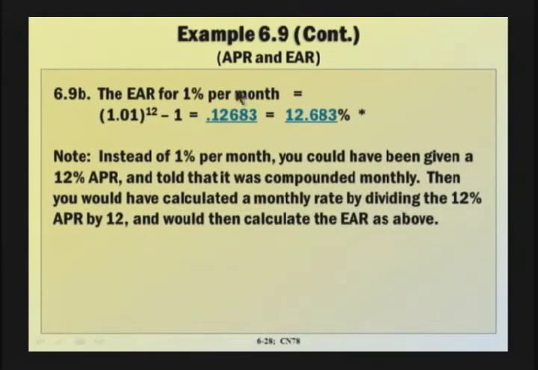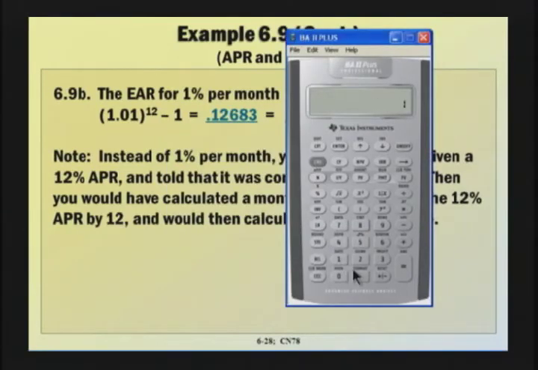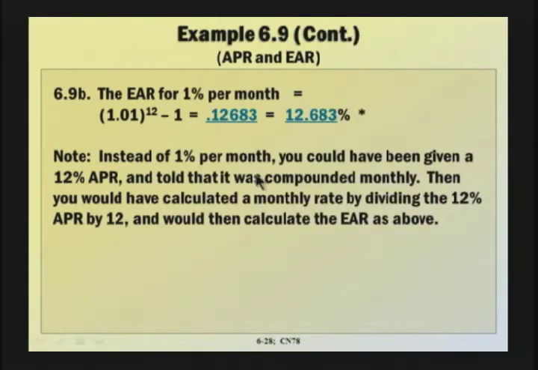The effective rate for 1% per month is simply 1 plus the periodic rate, 1 plus our 1% monthly rate, 1.01, compounded 12 times during the year with the 1 taken back off. So on the calculator, 1.01, y to the x, 12, equals, and then take the 1 off. 12.683% is our effective rate for 1% per month. We could also say it is our effective annual rate for a 12% APR that was compounded monthly.